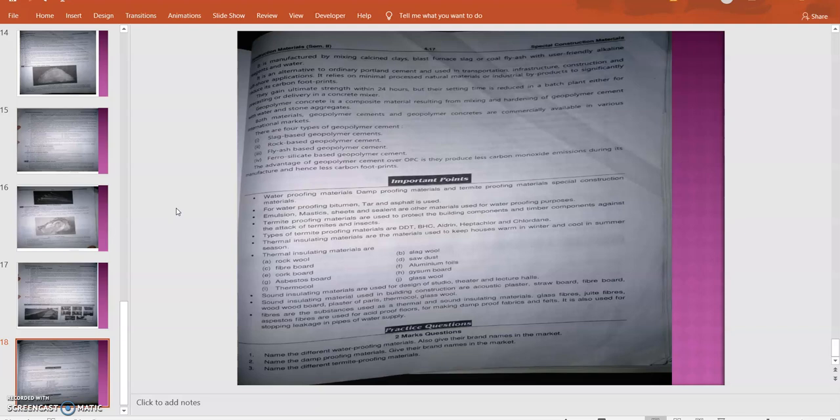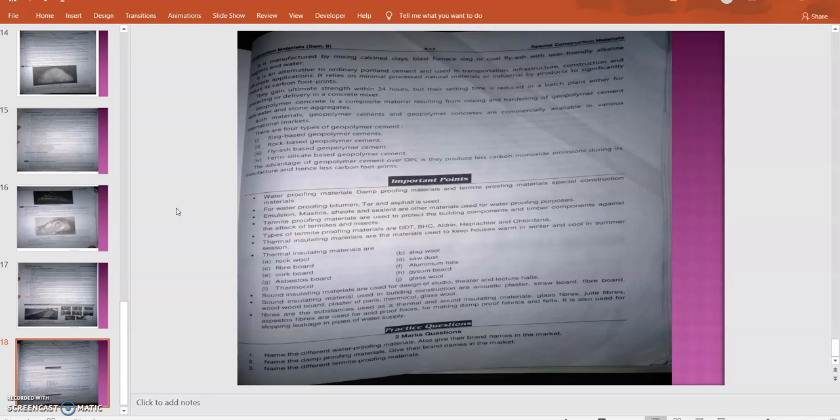It is manufactured by mixing calcined clay, blast furnace slag, or coal fly ash with user-friendly alkaline reagents and water. It is an alternative to ordinary Portland cement and used for transportation infrastructure, construction and offshore applications. It relies on minimally processed natural materials or industrial byproducts to significantly reduce carbon footprint. It gains its ultimate strength within 24 hours, but the setting time is reduced in a batch plant either for precasting or delivery in concrete.